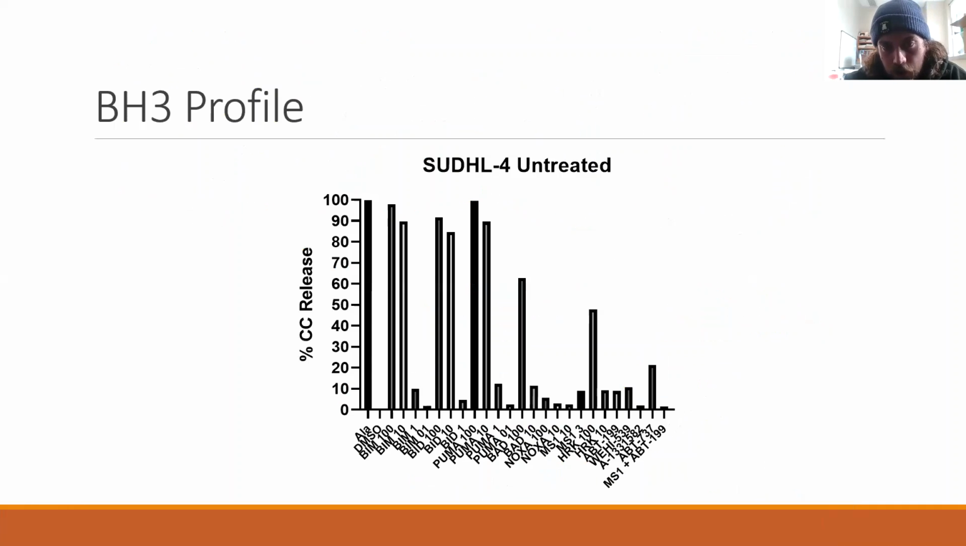This is an example of something I did last week, just an untreated profile of CDHL4, which is a double hit DLBCL non-Hodgkin's lymphoma cell line. So this is a typical readout you'll get for a BH3 profile. You can see here that we have the ALI as 100% cytochrome C release and DMSO is 0. So those are our controls.